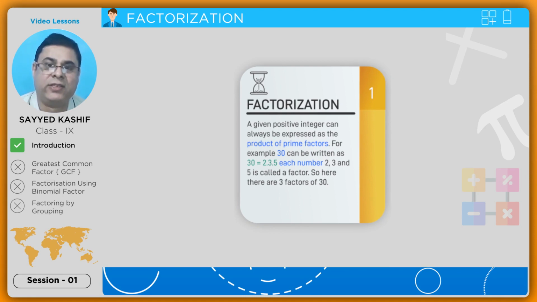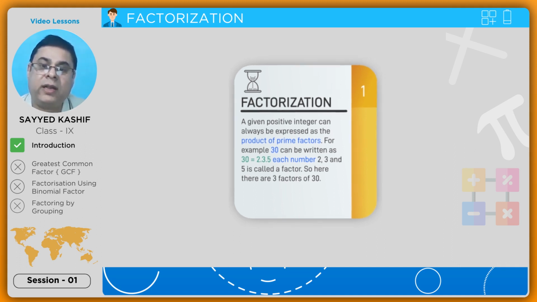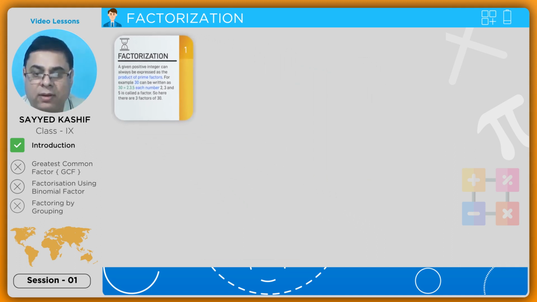We are starting factorization. A given positive integer can always be expressed as the product of prime factors. For example, 30 can be written as 30 is equal to 2 into 3 into 5. Each number 2, 3 and 5 is called a factor. So here there are 3 factors of 30.